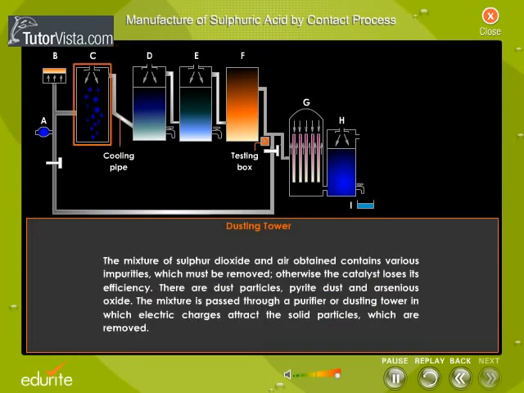Dusting tower. The mixture of sulfur dioxide and air obtained contains various impurities which must be removed. Otherwise, the catalyst loses its efficiency. There are dust particles, pyrite dust, and arsenious oxide. The mixture is passed through a purifier or dusting tower in which electric charges attract the solid particles, which are removed.